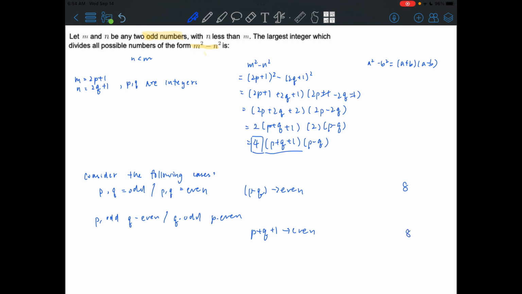So in conclusion, the largest integer which divides all possible numbers of the form m squared minus n squared is 8. And that's the video for today.